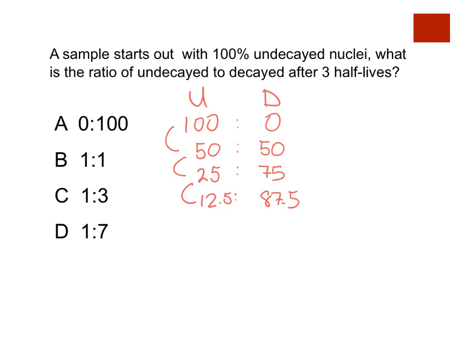Now this isn't any of the answers there. So what we need to do is look at these and put them into the lowest ratio. So 50-50, that is the same as saying 1-to-1. 25 to 75, that's 1-to-3. And the last one, 12.5 to 87.5, that's 1-to-7.